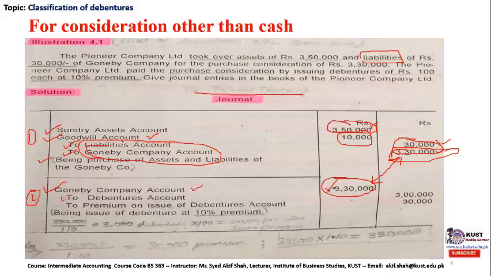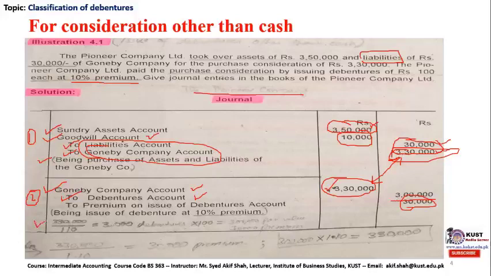And then a permanent liability account will be generated, which is the debentures account, the Pioneer Company's liability account, which has been constructed with 300,000 rupees. And the additional amount, because we have issued these debentures at 10% premium, will go to the premium on issue of debentures account, which is 30,000 in this case. Now the confusion will arise how did we calculate this 30,000 for premium and 300,000 for the debenture account.